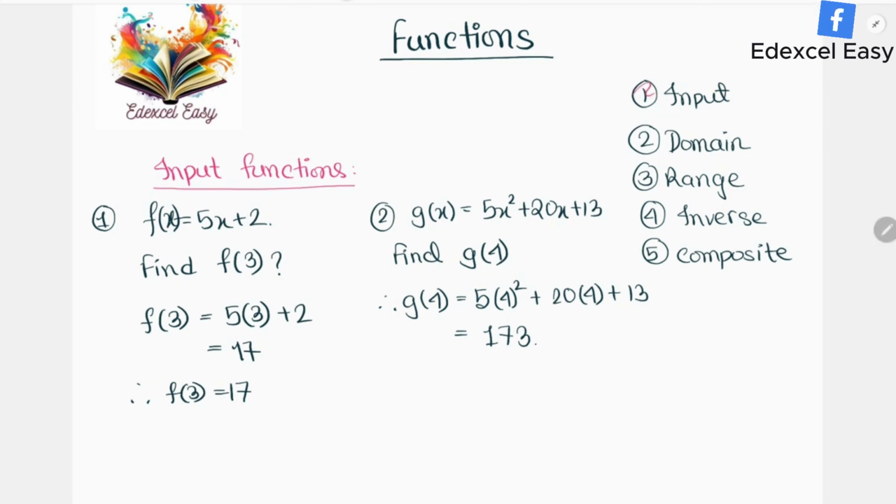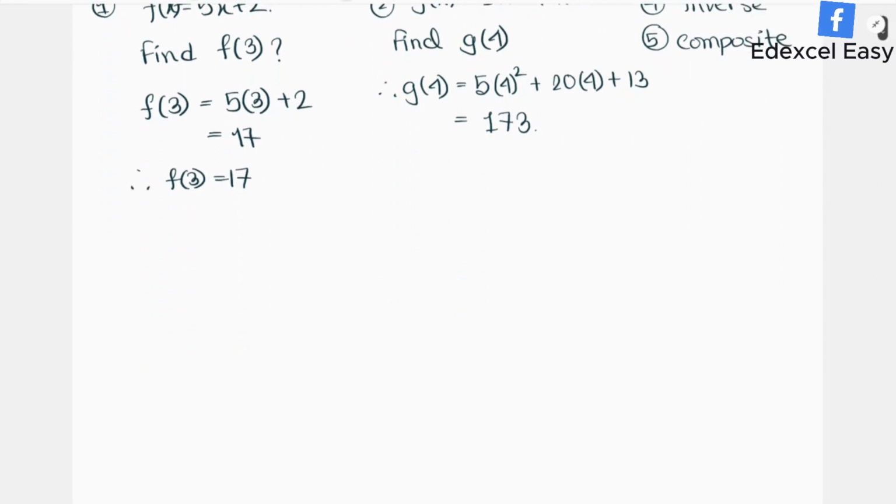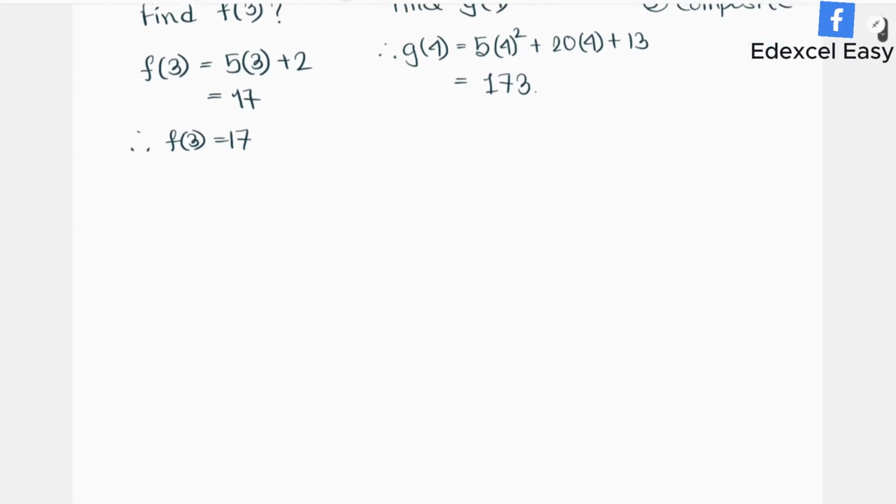So we are done with the input functions. We'll just put a cross over here. Then we'll move to the domain part. Now, domain and range are related to each other. So we'll start with domain first and then explain range along with it.